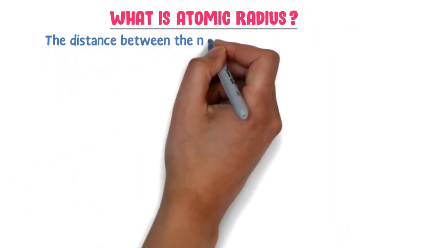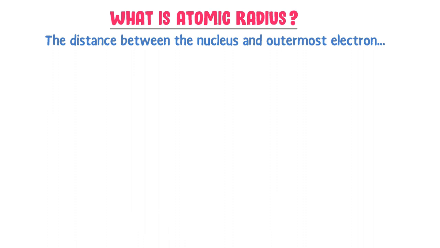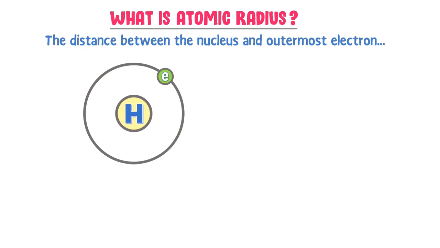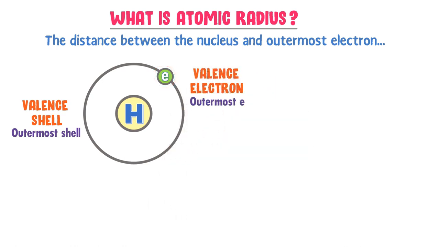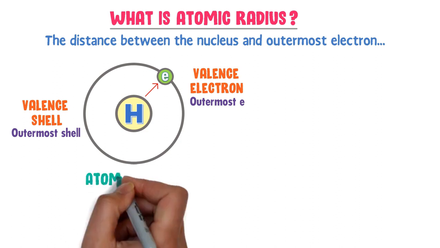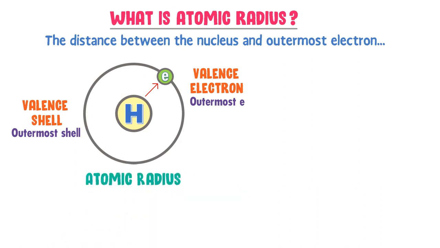Now what is atomic radius? Well, the distance between nucleus and outermost electron is called atomic radius. For example, consider a neutral hydrogen atom. We know that there is only one shell in a single hydrogen atom and one electron in the shell. This shell of the hydrogen atom is called valence shell or outermost shell, and this electron is called valence electron or outermost electron. Now listen carefully. The distance between the nucleus of hydrogen and outermost electron is called the atomic radius or radius of the hydrogen.